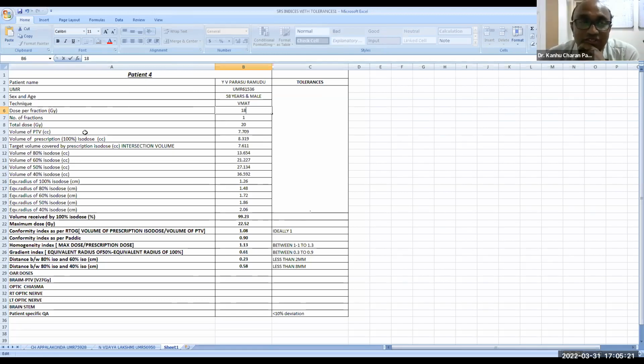Thank you, sir. So this is the SRS Excel sheet and Excel formula sheet we usually follow in our institution. It is developed by our physicists, and you just put the dose, distribution, PTV, volume, and everything. You will get all the conformity indices. No need to calculate every time, and we are storing them for long-run evaluation.